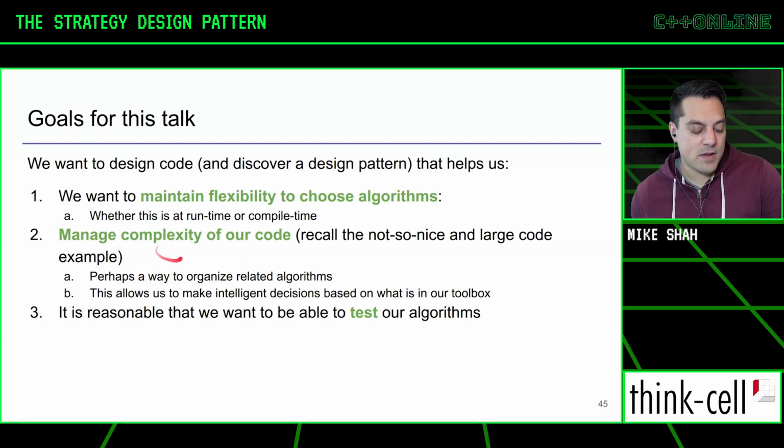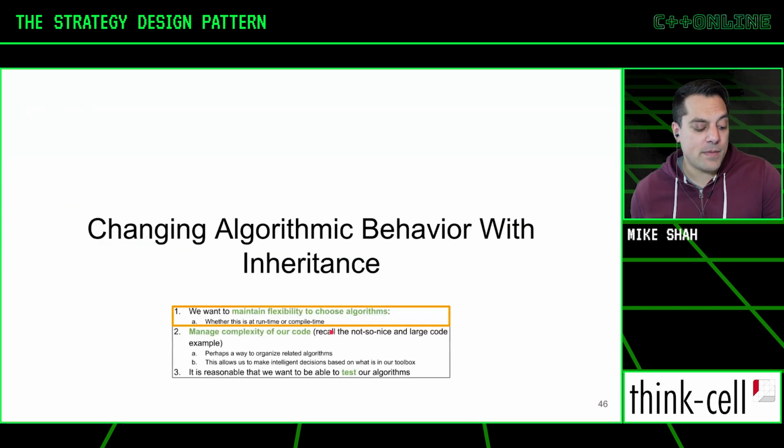Okay, so that's another part of managing the complexity, giving ourselves some freedom to be able to change and refactor our code pretty liberally. And it's also reasonable, I would say more than reasonable, that we want to be able to test our algorithms as well to make sure that there's an easy way to confirm it's either working or measure the performance as well. Okay, so let's work on this first goal here and maintain flexibility for choosing our algorithms.